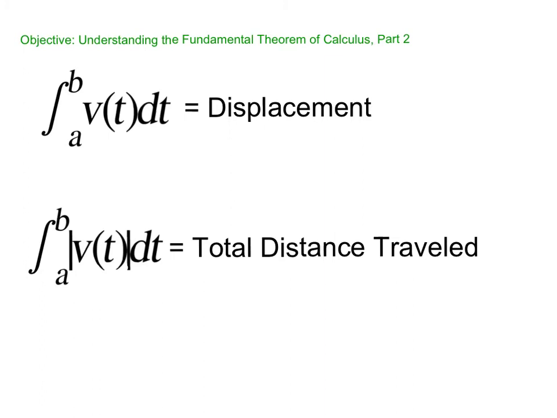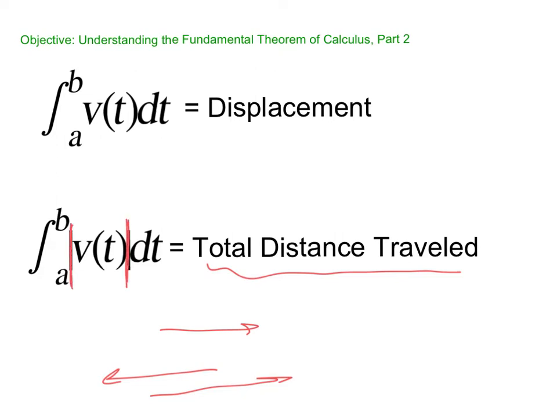Now, total distance traveled, if we want to take into consideration that you went this way, then you went that way, then you went back this way, that's where we use the absolute value. So that's a lot trickier, because we have to take into consideration where this graph is below the x-axis, that type of thing. So we're going to do one of those, and that's the hard part for today.